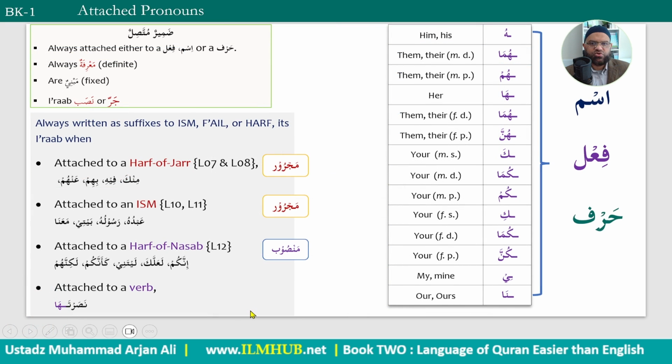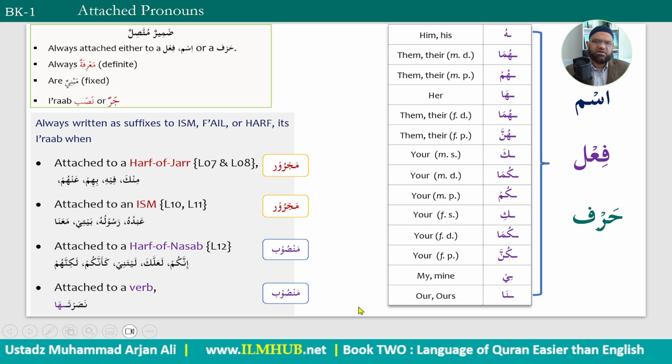And they can attach to a verb. When they attach to a verb, they will be mansub on account of being maf'ulun bihi. So the attached pronoun that is attaching is nasab, mansub. Why? Because it is maf'ulun bihi to the verb. So whenever we want to say a pronoun being the object, we have to use one of these, depending on the pronoun that we want to use.